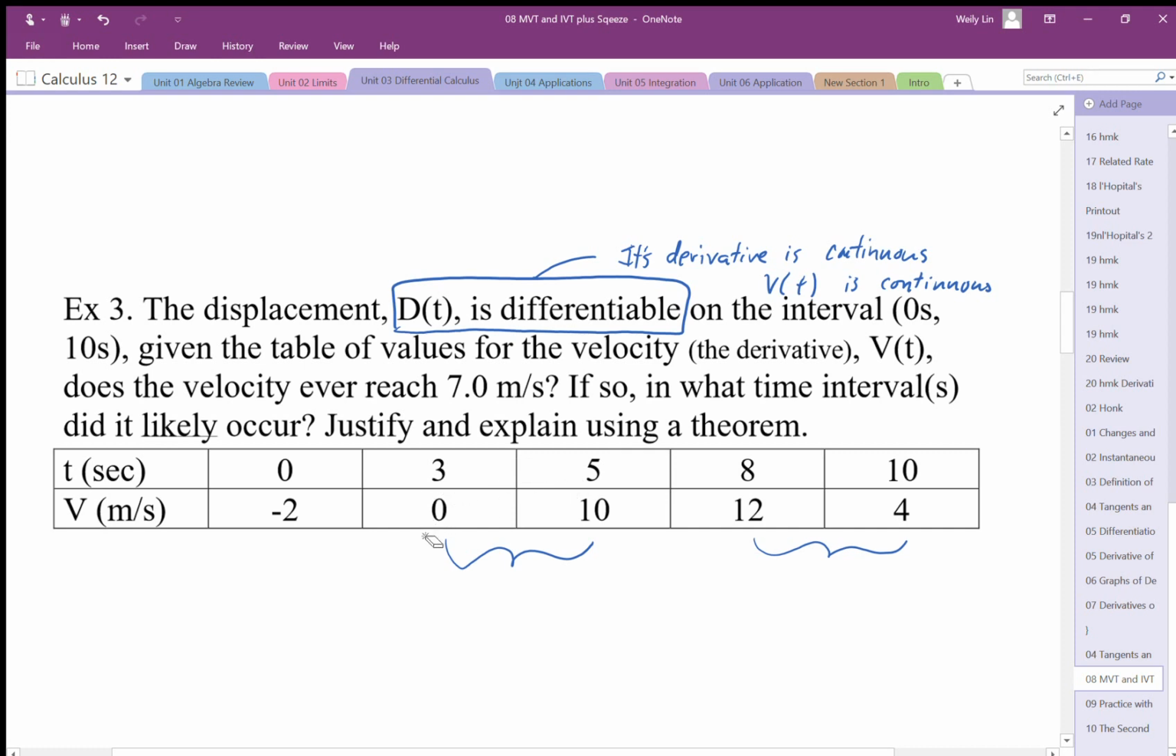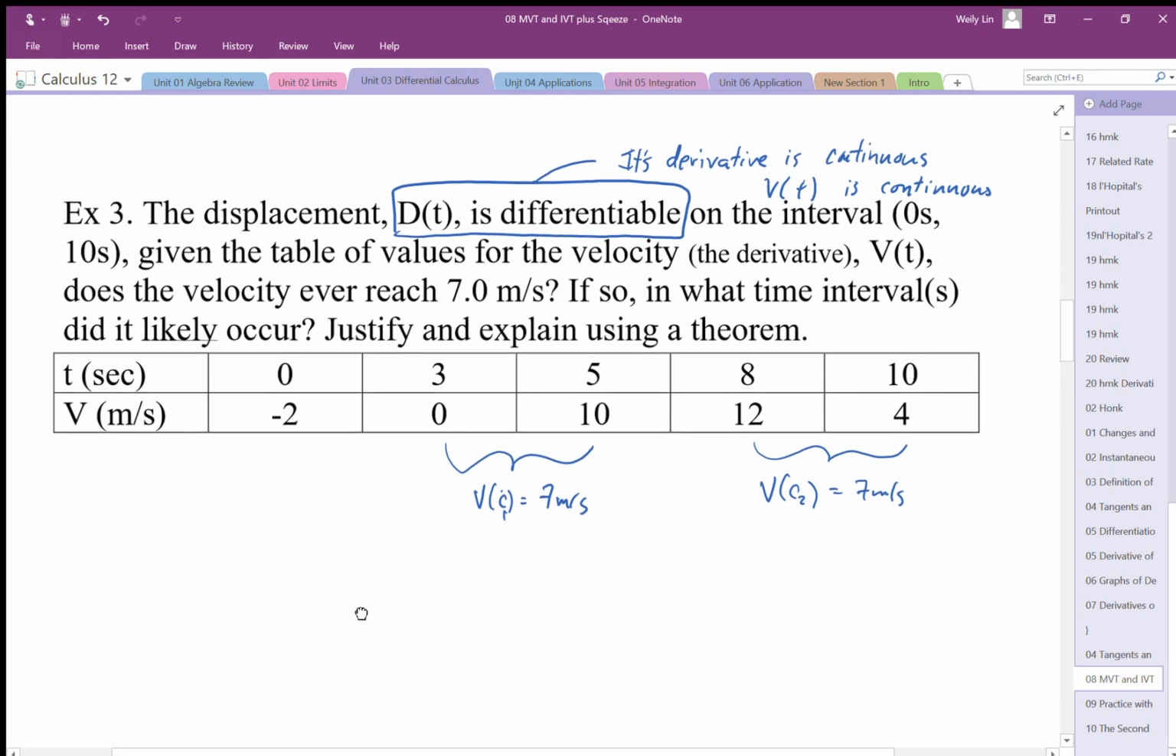We know that the low point is 0, the high point is 10. So we must know that v of c must equal 7 meters per second in this interval, and we'll call that c1, and we'll call this c2. It also must equal 7 meters per second in this interval. So we're going to apply the intermediate value theorem.